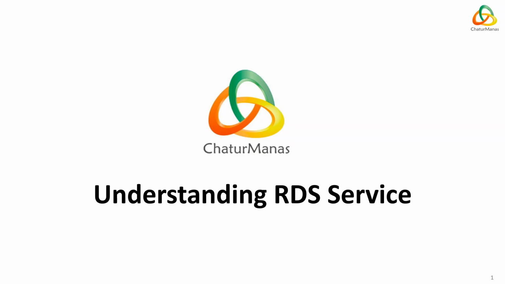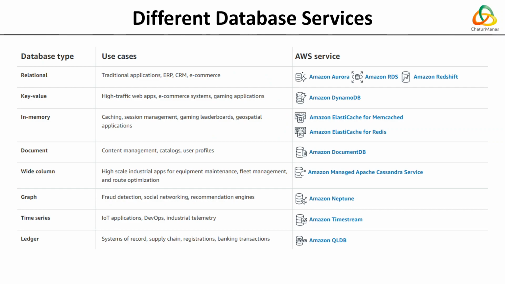In this video, we are going to learn about RDS services offered by AWS. In terms of database services, AWS has a lot of things to offer. It has a relational database based on Amazon Aurora, Amazon RDS, and Redshift. In terms of key value database, which is a NoSQL as well, based on Amazon DynamoDB. It has an in-memory database based on Elastic Cache for Memcached and Elastic Cache for Redis.